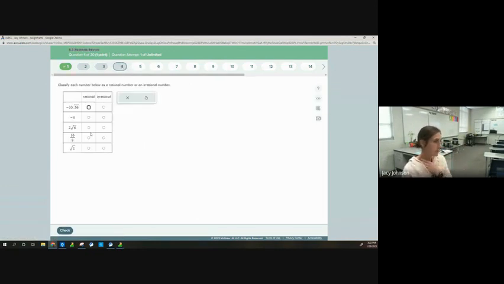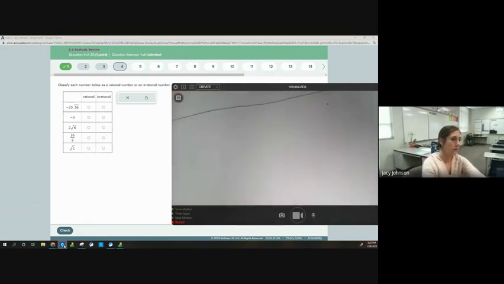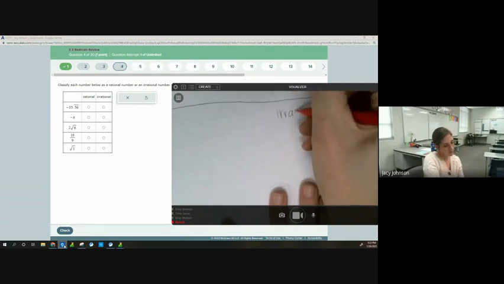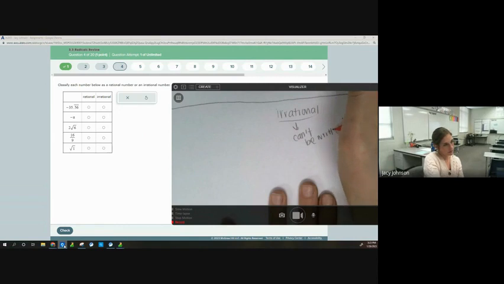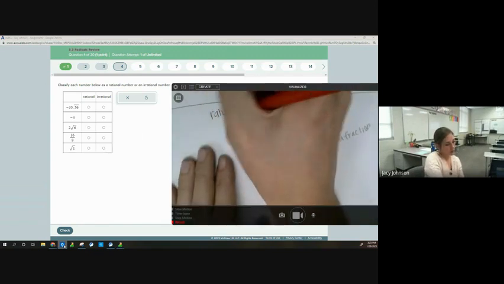Okay, this next section asks me to classify things as rational numbers or irrational numbers. If you have forgotten or you were never quite sure how to tell the difference, remember that irrational cannot be written as a fraction. Rational can be written as a fraction.